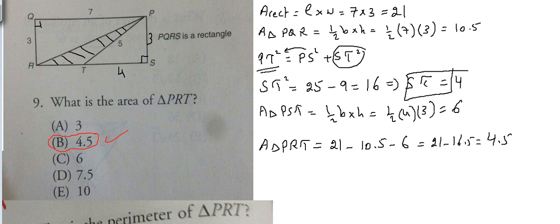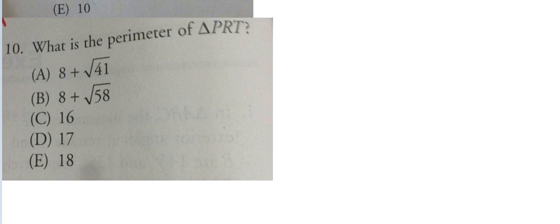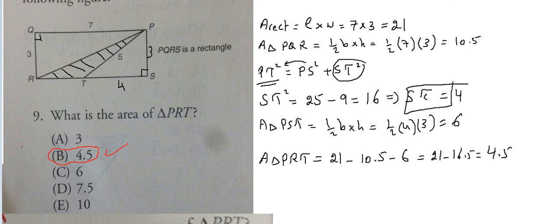Okay, one more. What is the perimeter of triangle PRT? We need to find the perimeter of this triangle, the middle triangle here, PRT. This means we have to find the sum of the sides.